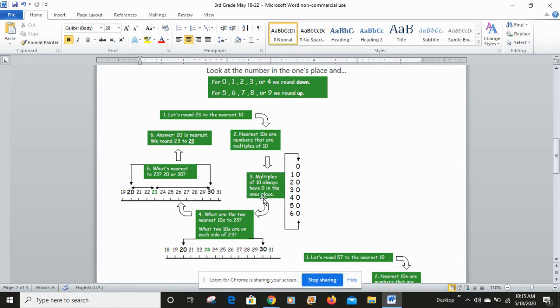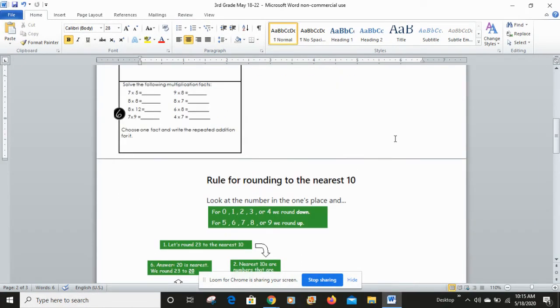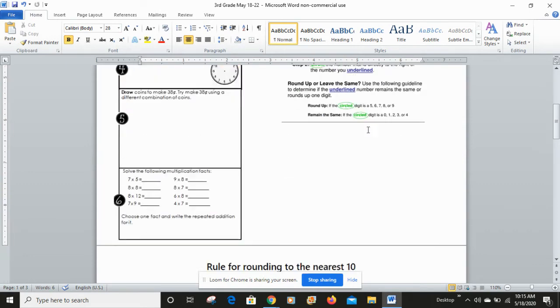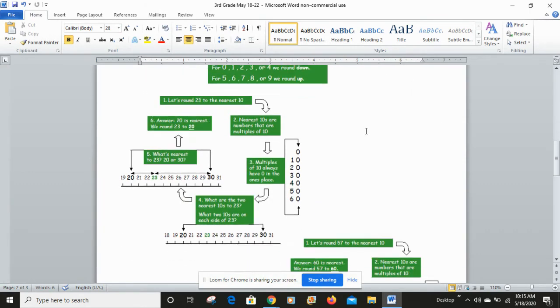So if I was to mark that 23 on my number line, what's nearest to 23? Is it the 20 or the 30? And you can see if it's right here, it's closer to 20 than to 30. So my answer is 23 would round to 20. So this is kind of a simple little round flow chart that can help you go through these steps up here and being able to show it.